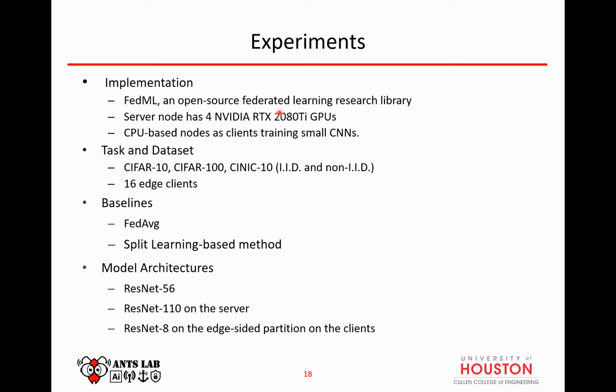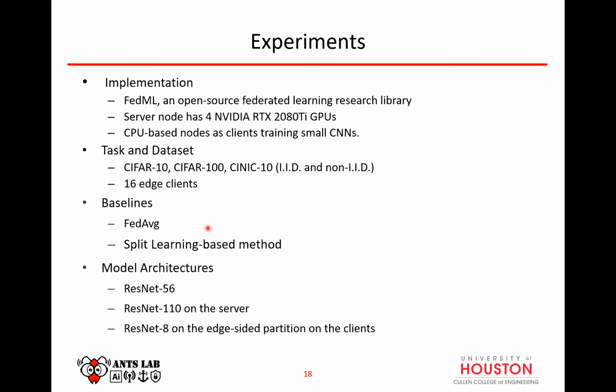They have a server node with 4 NVIDIA RTX GPUs, and they have CPU-based nodes which act as clients for training smaller CNNs. They used Jetson TX2. They also use Raspberry Pi, and they have set it up like that. And for the test, they use 3 datasets: CIFAR-10, CIFAR-100, and CINIC-10. They use both IID as well as non-IID to show the improvement. And they use 16 edge clients in most of the experiments.